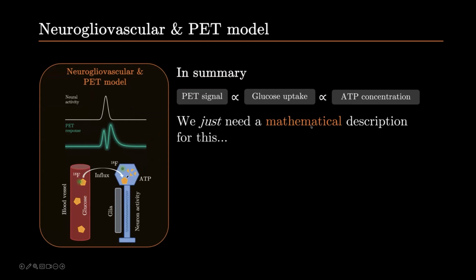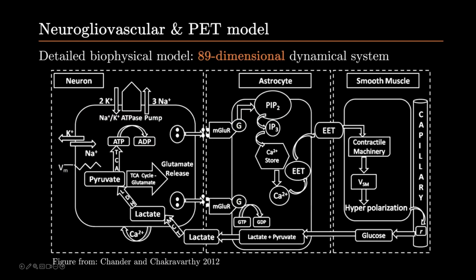Now, in order to model this, we just need a mathematical description. And we looked into the literature. This is always the first thing you should do. Maybe someone has modeled this already, and it's true, someone has. There are detailed biophysical models which have hundreds of equations. This one particular example has 89 dimensions, so it's a dynamical system with 89 equations, trying to model all the signaling pathways of glucose metabolism and energy metabolism.